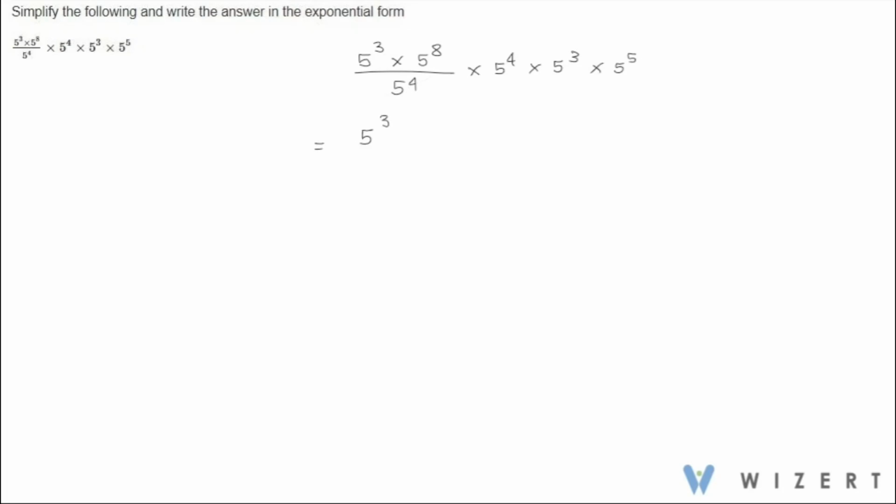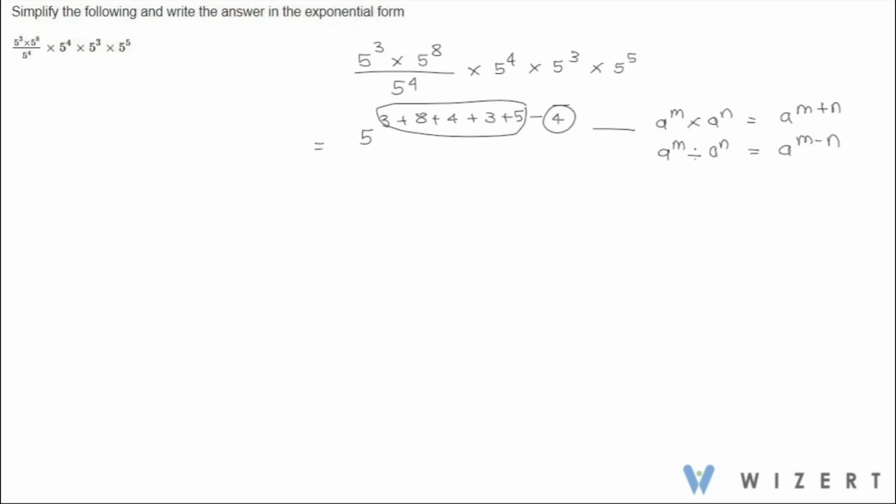So 5 to the power 3 plus 8 plus 4 plus 3 plus 5 minus 4. And this is because of these two laws. a to the power m multiplied by a to the power n gives you a to the power m plus n. And a to the power m divided by a to the power n gives you a to the power m minus n. So these are all the multiplied exponents, multiplied powers, and this one is divided power.